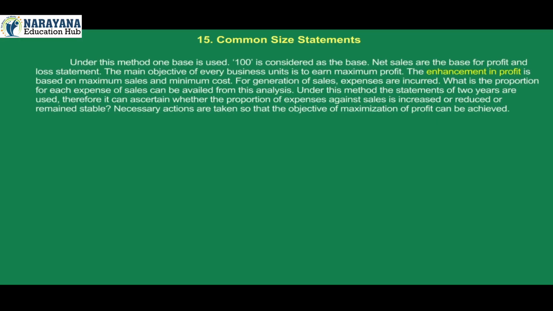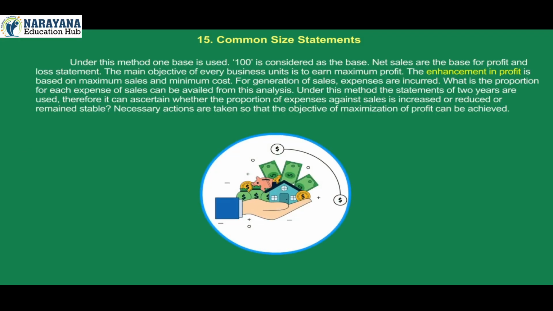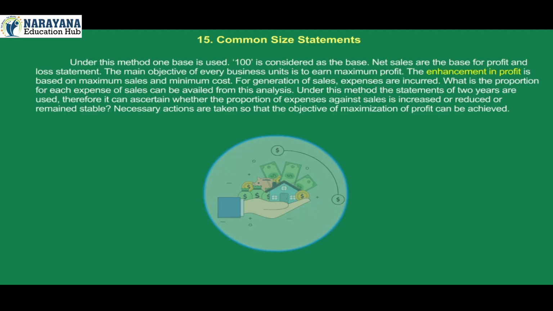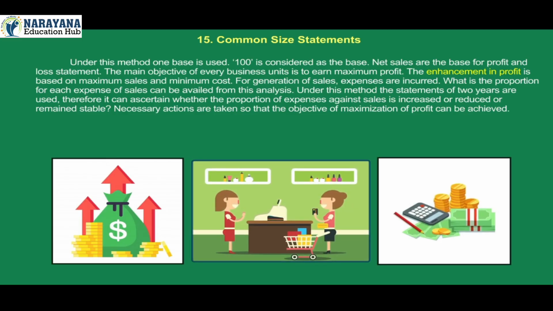Under this method, one base is used. 100 is considered as the base. Net sales are the base for profit and loss statement. The main objective of every business unit is to earn maximum profit. The enhancement in profit is based on maximum sales and minimum cost.